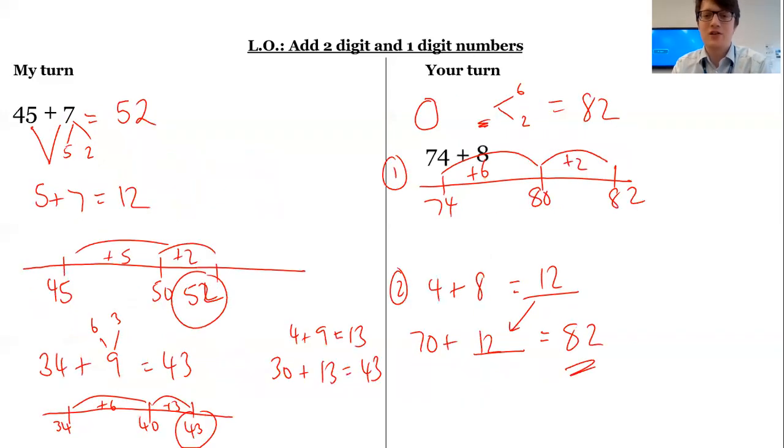So get someone at home to test you. That'll be a really, really good thing for your maths. We'll go back now, have a go at the questions on the independent task, see how you get on.